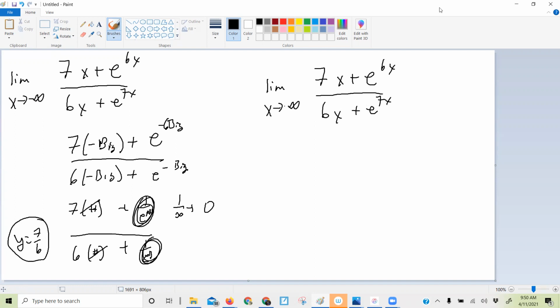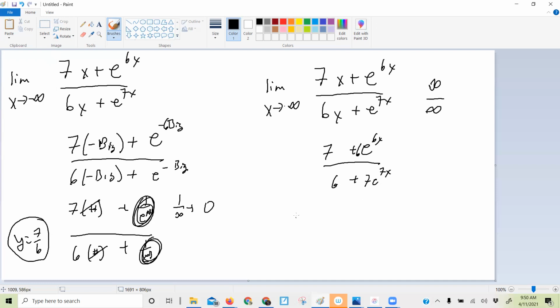Now on the right, that doesn't happen. We're going to get infinity plus another number over another infinity, and the same thing with the denominator. Now this is infinity over infinity, so we can apply L'Hopital's rule. Applying it, I get 7 plus 6e to the 6x, but I have to take the derivative, over 6 plus 7e to the 7x.